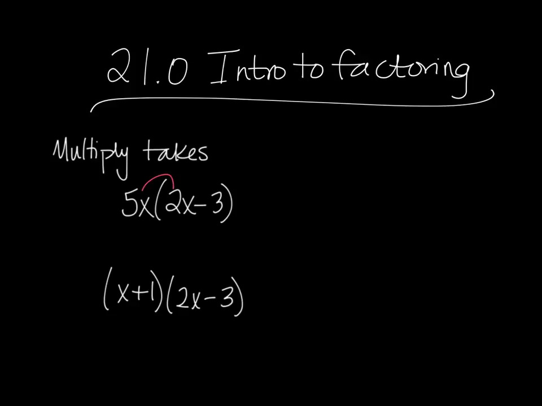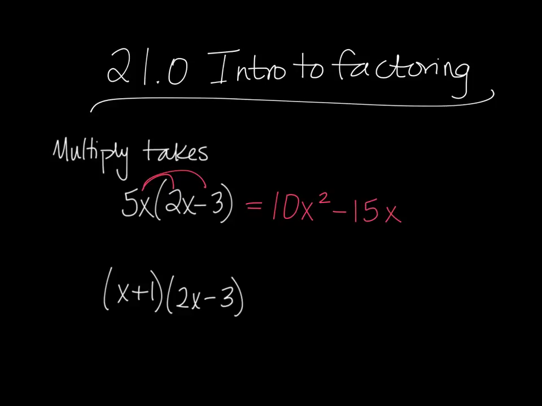Anytime you see parentheses, you're going to distribute. And we also know that when we multiply, exponents are going to change. So when I multiply and distribute here, I'm going to get 10x squared. And then when I multiply the next part, 5 times negative 3 is negative 15x.